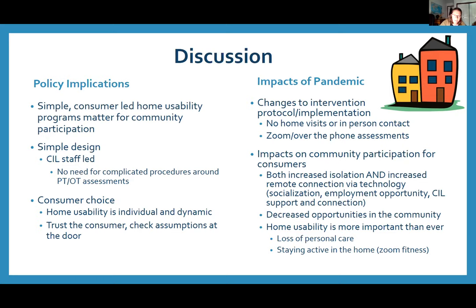And really what we learned is that home usability is more important than ever. From the pandemic, people were reporting loss of personal care, either through aides not showing up or feeling really unsafe with having aides. That meant they were forced to do things in their home that they hadn't done before, and finding safe, usable ways to do that is incredibly important.